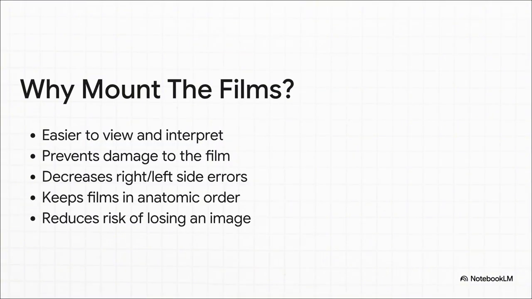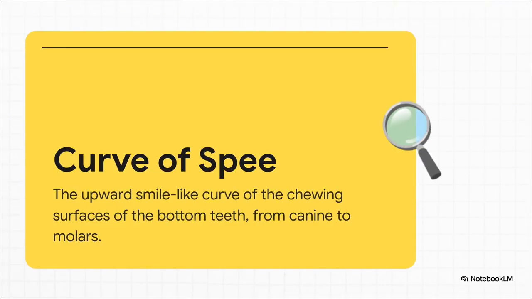And mounting these films isn't just about being tidy. No, it's a critical safety step. I mean, sure, it protects the images and makes them easier to look at, but most importantly, it puts them in the correct anatomical order. This drastically reduces the risk of a dentist mixing up the left side of your mouth with the right when they're looking for problems. So what's their secret? How do they know what goes where?